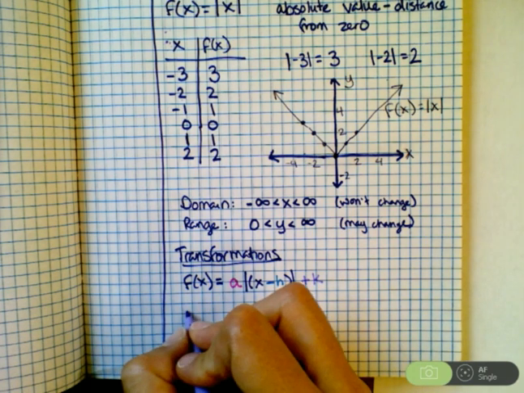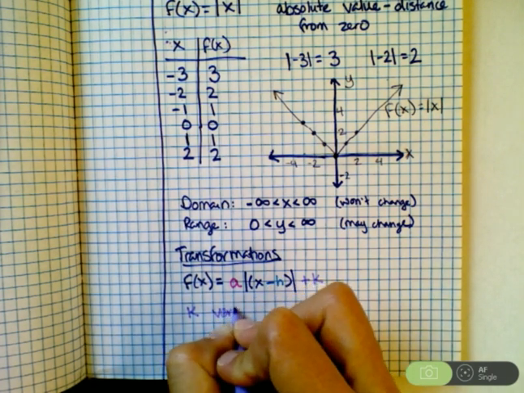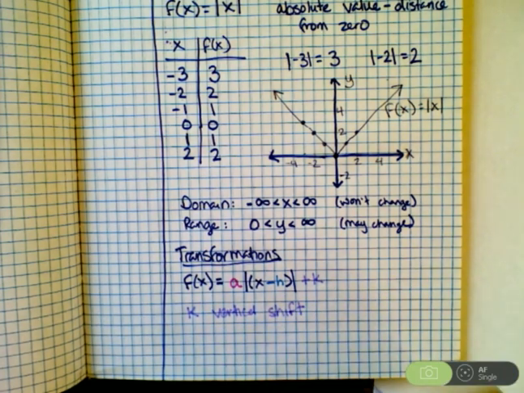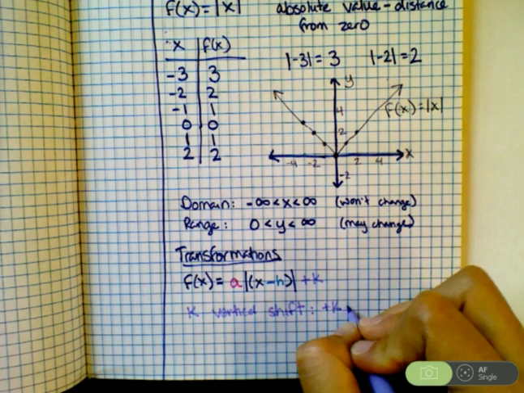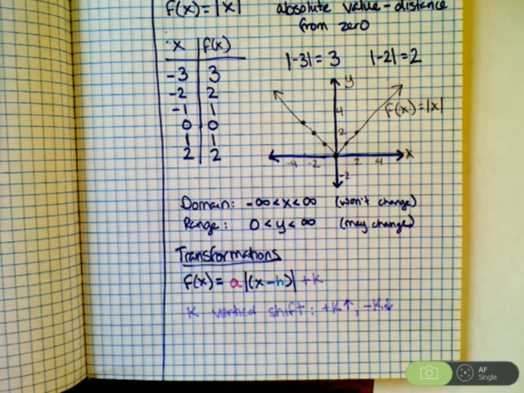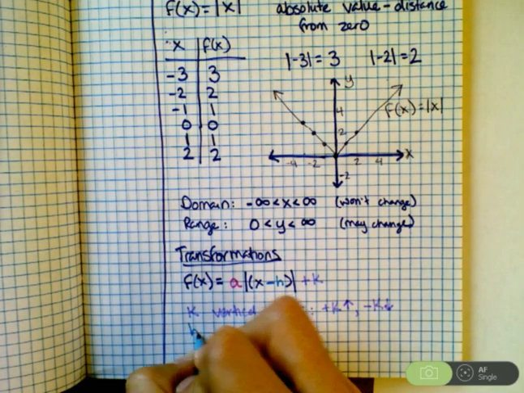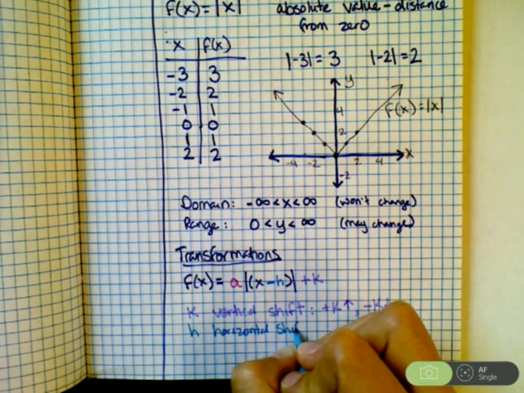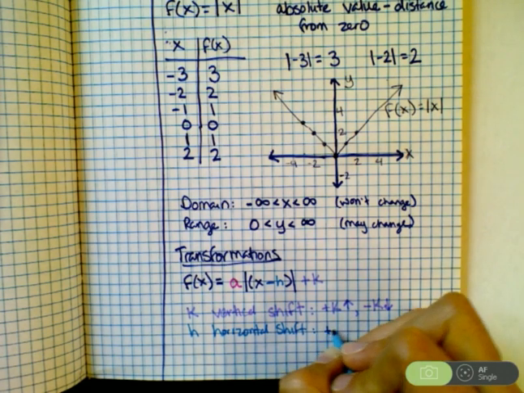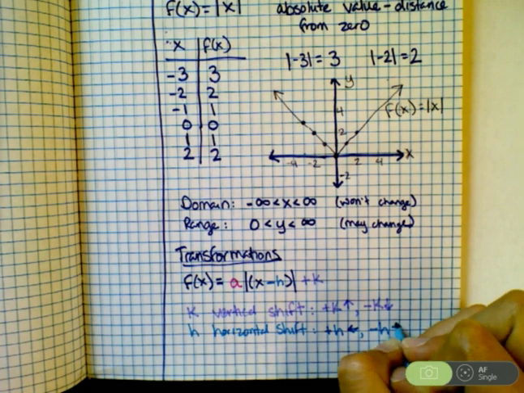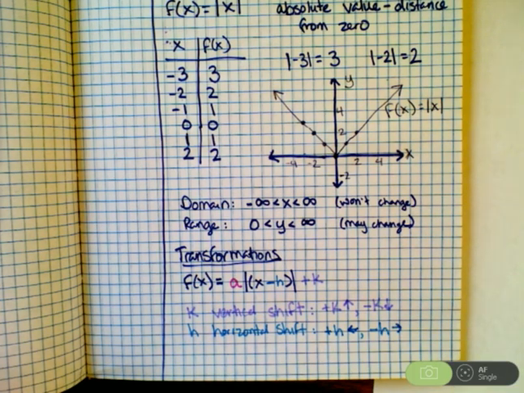So the k is the vertical shift. And remember from before, if it's plus k, it goes up, and if it's minus k, it goes down. The h is our horizontal shift. And again, remember, if it is plus h, it goes to the left. And if it's minus h, it goes to the right. And then a is our vertical stretch.